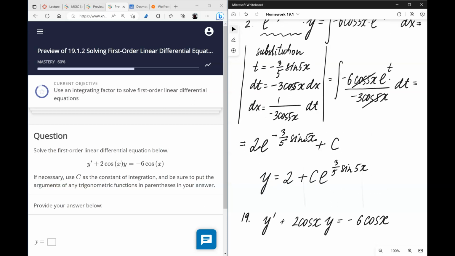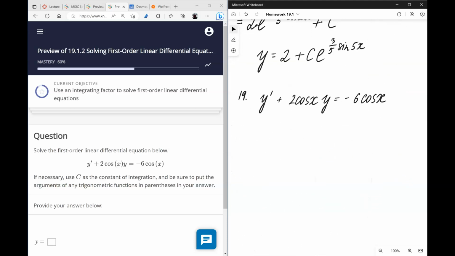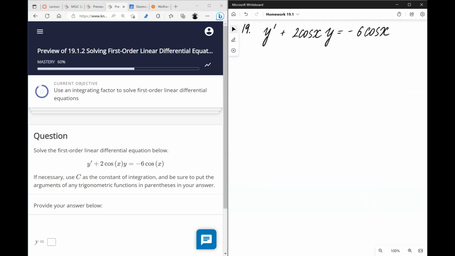I feel like we literally just did a problem like this, except this one is even easier. We have the integrating factor is e to the power integral of 2 cosine x dx, so it's just e to the power 2 sine x.